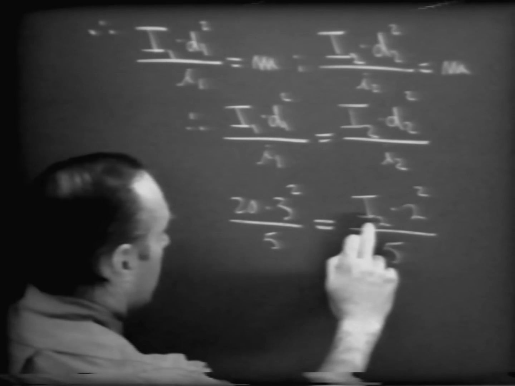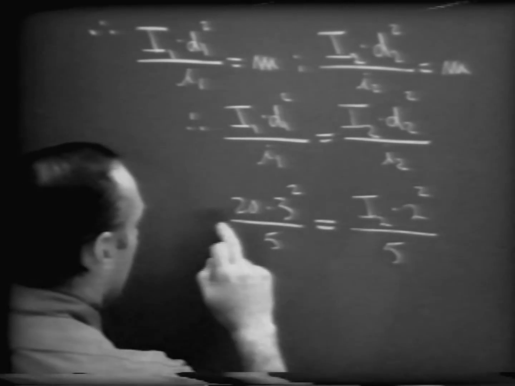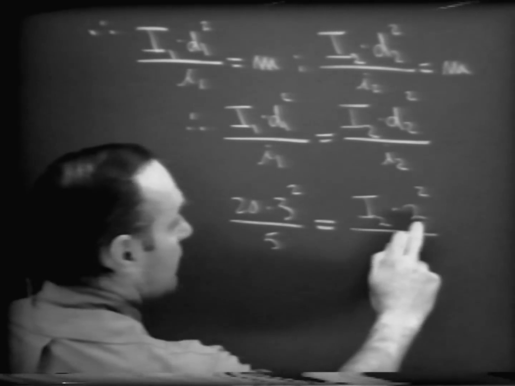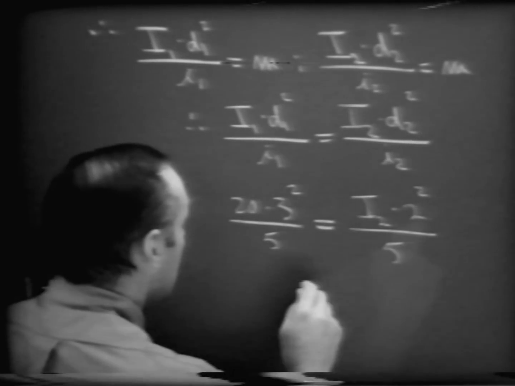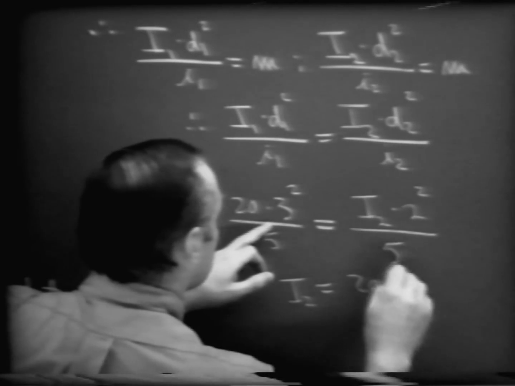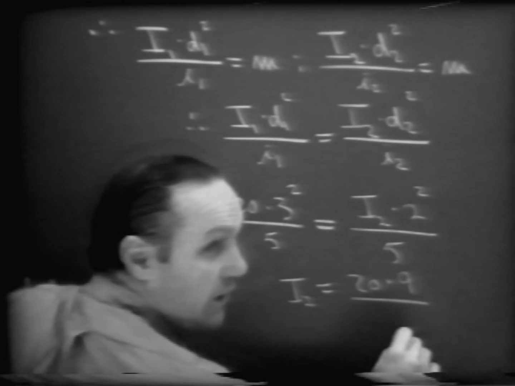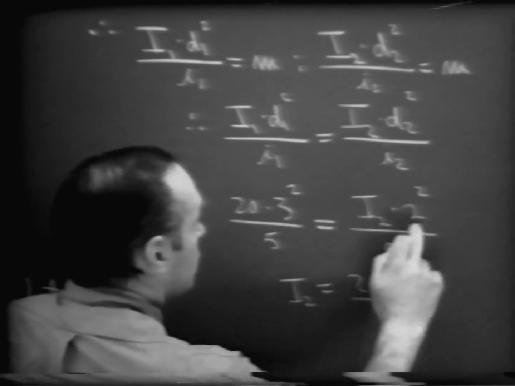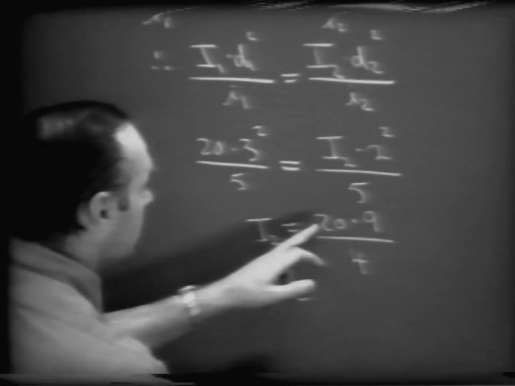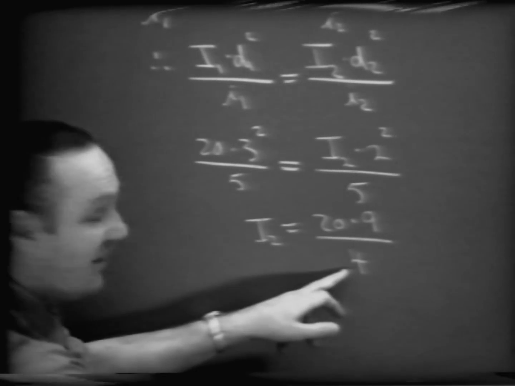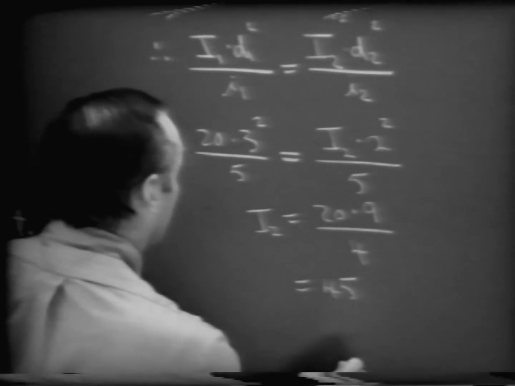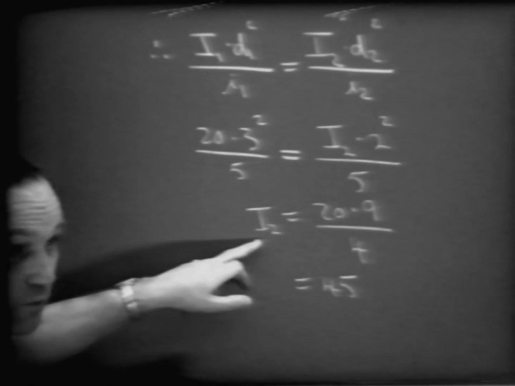So we're interested in solving here for I sub 2. Well, let's just look at this. Multiply both sides by 5, and let's also divide by 2 squared, which is 4. So we have I sub 2 then is equal to 20 times 9 divided by what number? 2 squared, which is 4. Okay. Of course 20 over 4 is 5, and 5 times 9 is 45, and there is our number I sub 2.